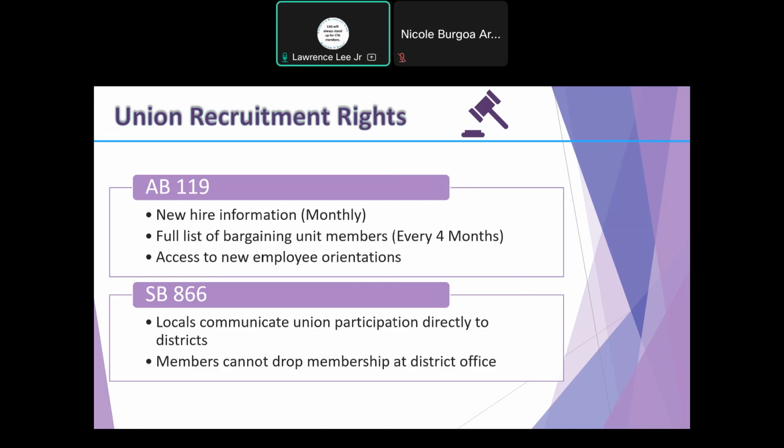Secondly, there is Senate Bill 866, and this established the relationship for union membership between the member themselves and the local chapter. So locals or CTA just need to communicate that an individual wishes to participate or not participate to the district office. And keep in mind that with Senate Bill 866, members cannot contact the district office to drop their membership. CTA has a drop process procedure, and that can also be found at the cta.org/membership website. Keep in mind that any request to drop membership or stop paying dues needs to go through the local chapter president at least.